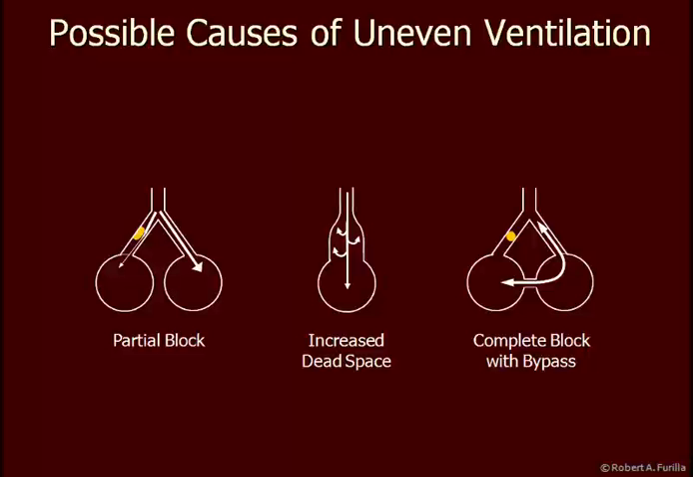One is a partial block in one of the bronchioles, allowing air to flow normally into one of the alveoli, but only a small amount of flow to the other. A second one could be an increase in dead space, and I will cover dead space in another talk. Dead space is simply wasted ventilation. Air enters the respiratory system but doesn't participate in gas exchange.